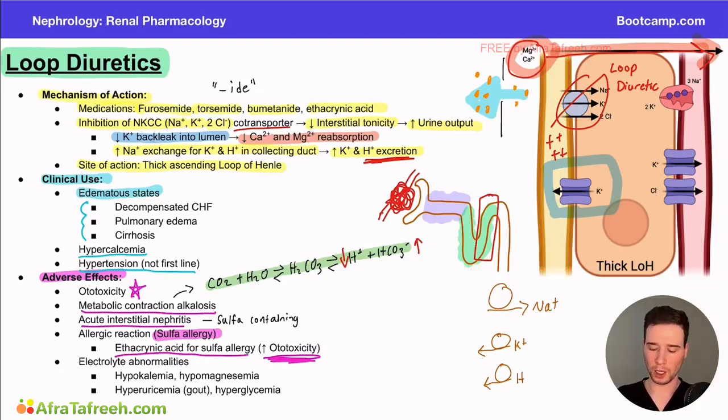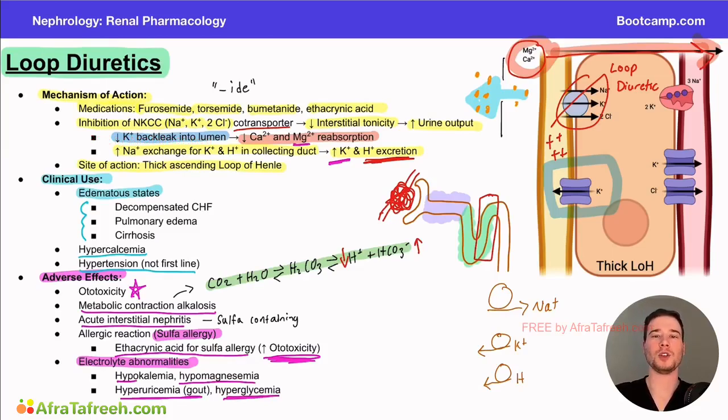And finally, the last one we're going to talk about here is electrolyte abnormalities. These should make sense to you based on the mechanism, right? You can get hypokalemia because we're increasing our excretion of potassium. You can get hypomagnesemia because we are decreasing our reabsorption or increasing our excretion of magnesium as well. You can get hyperuricemia for a similar reason. And finally, you can get hyperglycemia. Now, this one's a little bit unique. So if we think about the process of insulin release in our body, right?